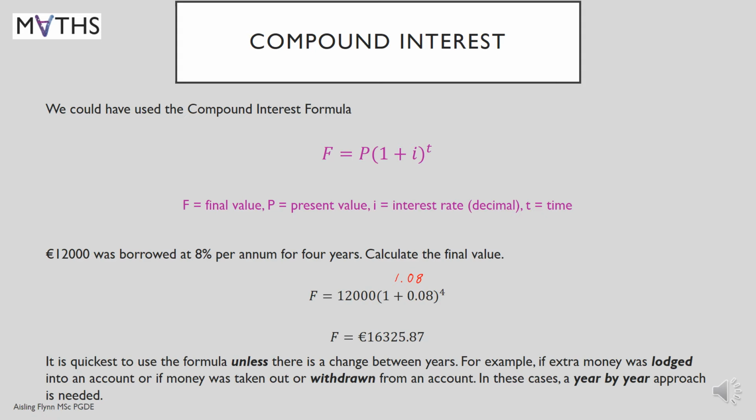So of course it is quickest to use the formula unless there is a change between the years. For example, if extra money was lodged into an account after, say, year 1 or year 2, or if money was taken out or withdrawn from an account. In these cases a year-by-year approach is needed. So you go back and do it 1 year at a time.